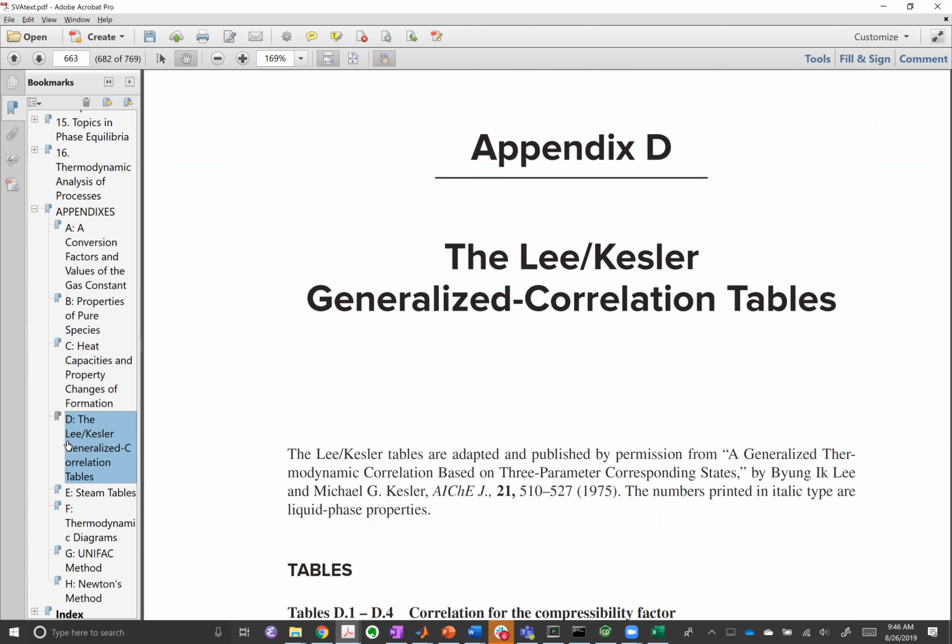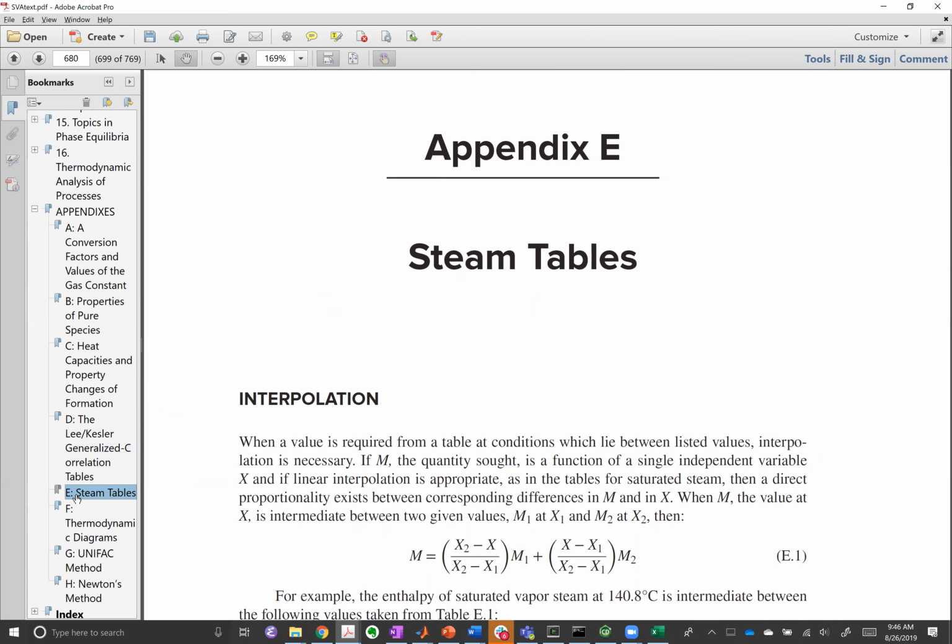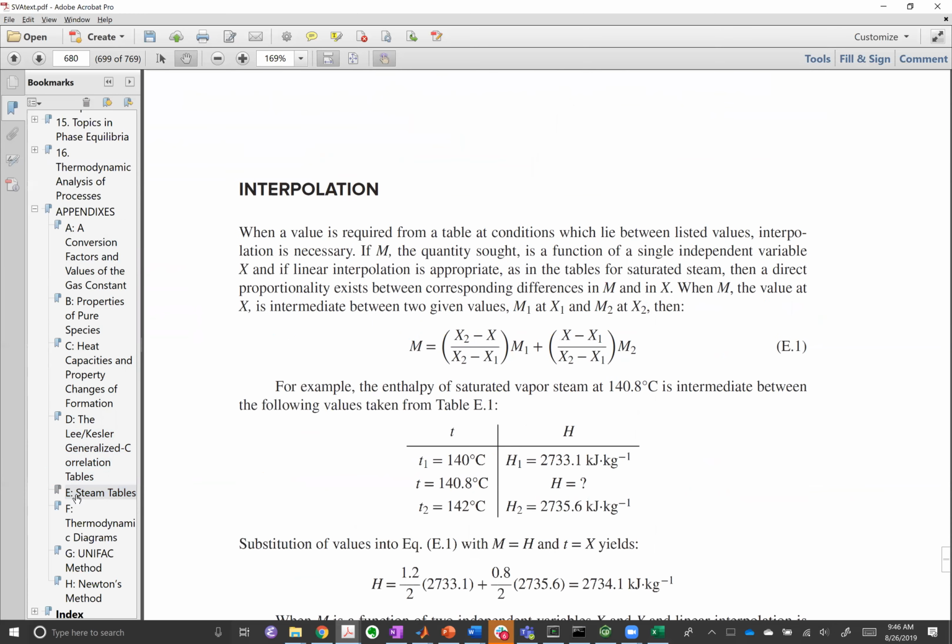Appendix D is for a bunch of constants that are used for one particular equation of state. That's kind of handy, called the Lee-Kessler method, and we'll get into that later. And then the steam tables are also back there as well. And there's a quick refresher on interpolation back here. Okay, so that's kind of a walkthrough of the textbook.